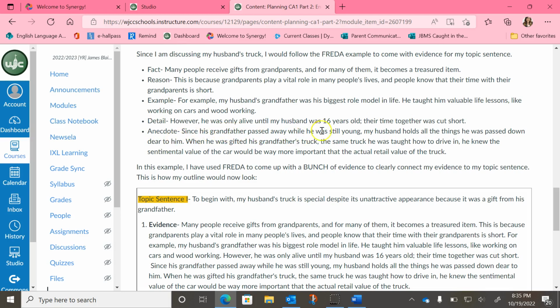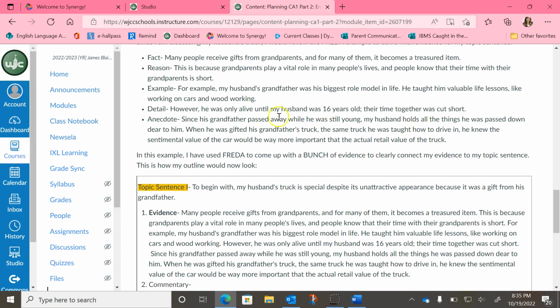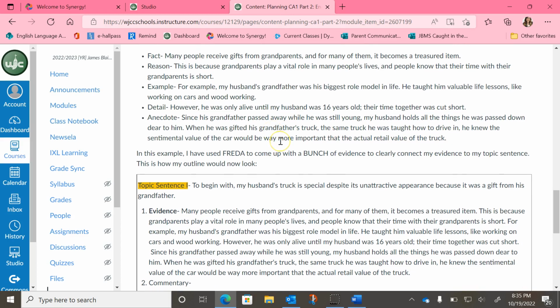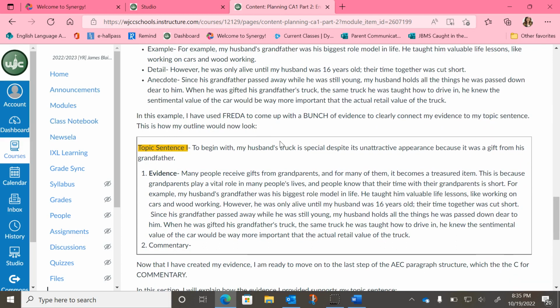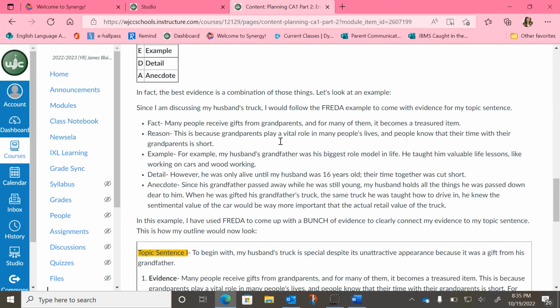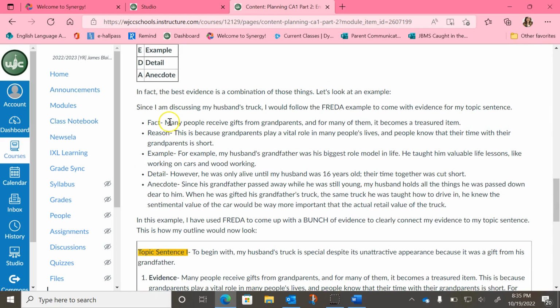Since his grandfather passed away while he was still young, my husband holds all the things he was passed down dear to him. When he was gifted his grandfather's truck, the same truck he was taught how to drive in, he knew the sentimental value of the car would be way more important than the actual retail value of the truck. So here, I used FRIDA to come up with a bunch of evidence.